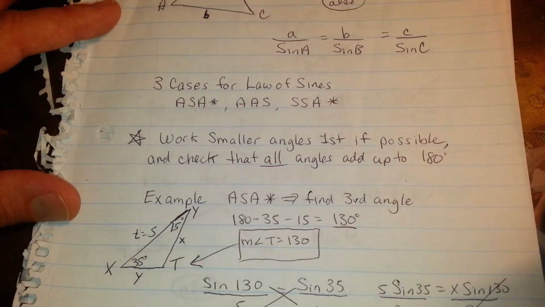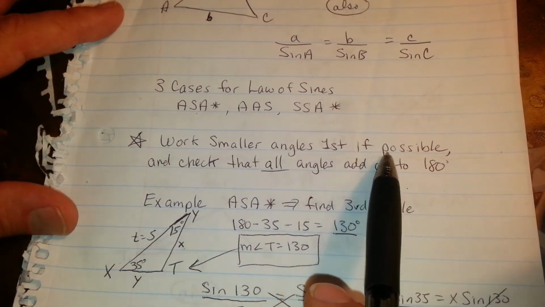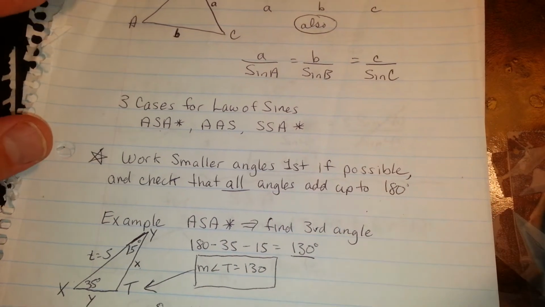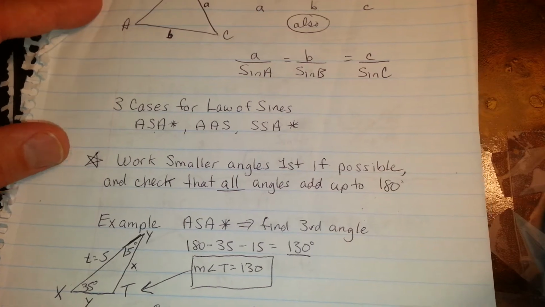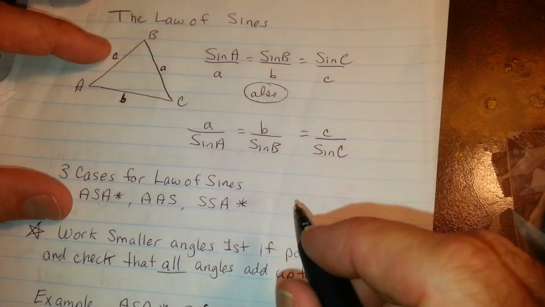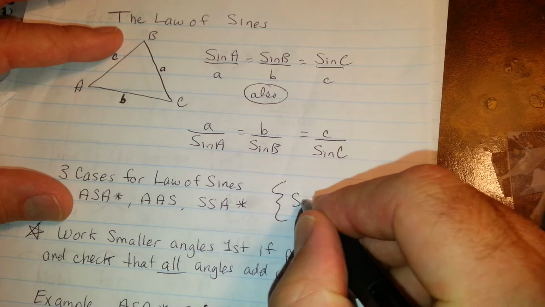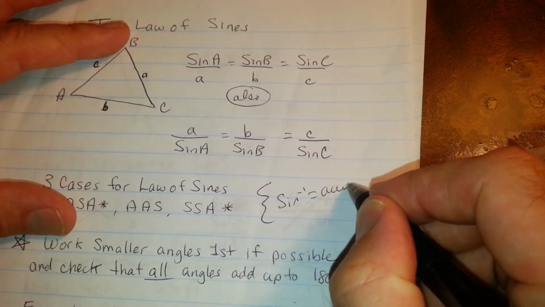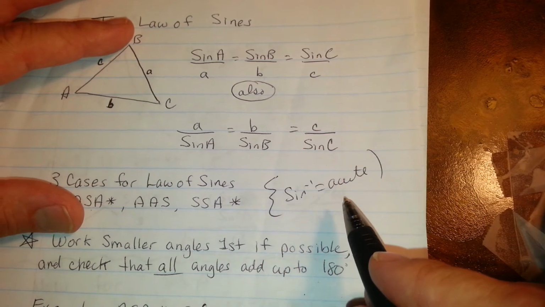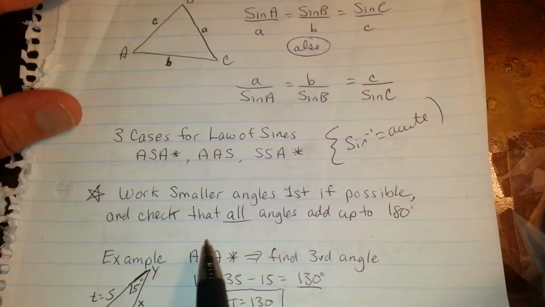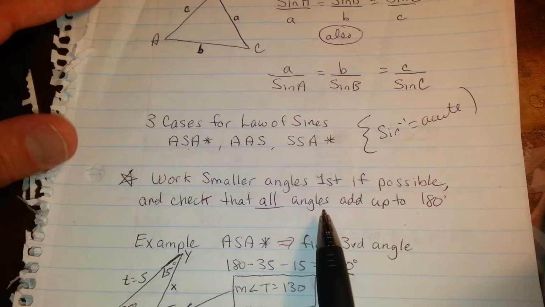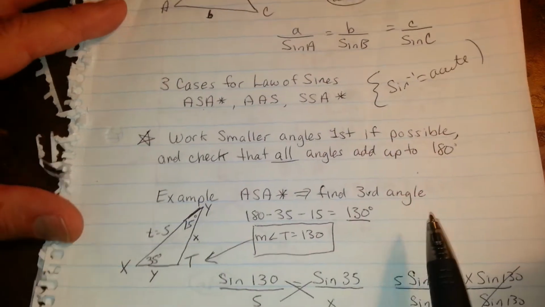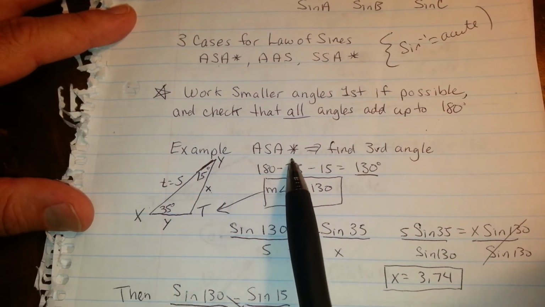All right. If you have a chance, work your smaller angles first if possible, okay? And check that all angles add up to 180 when you're done. Because you might have an obtuse angle, and if you ever did inverse sine, it'll always give you an acute angle. And if it needed to be obtuse, you wouldn't add up to 180. So work the smaller angles first, and then you use the triangle sum theorem, you can get the third angle, if it's possible, okay?